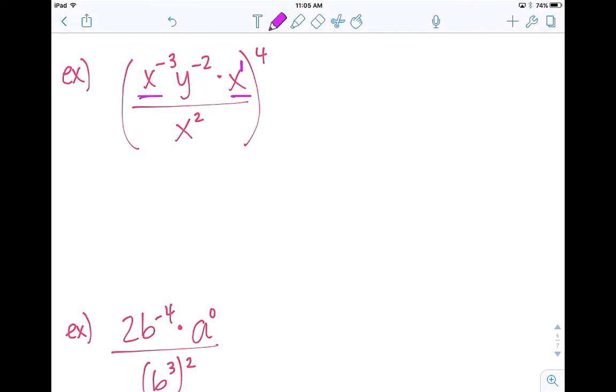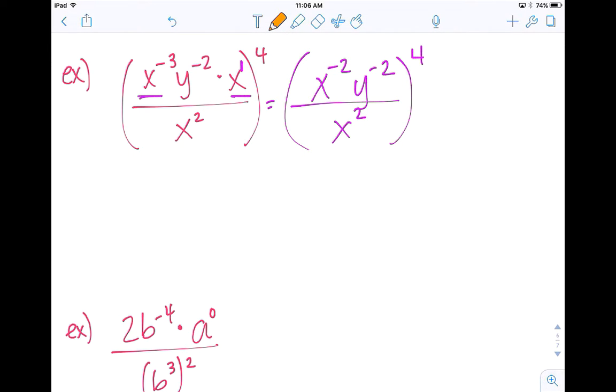To start with, we're going to simplify the numerator. So we'll combine these x's together. Again, when we have the variables on the same side of the fraction, we add those exponents. So negative 3 plus 1 gives us a negative 2. There's only one y term, so we're going to keep that negative 2. And then for the denominator, we only have the one x term, so we'll keep it. And then all of that is still in parentheses.